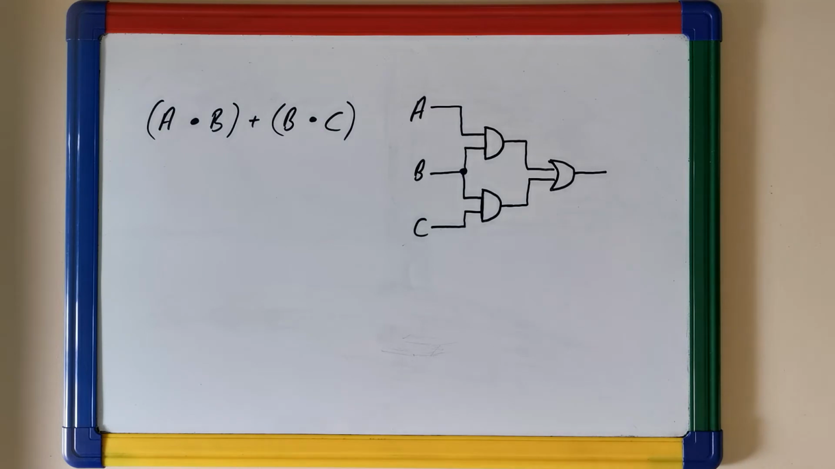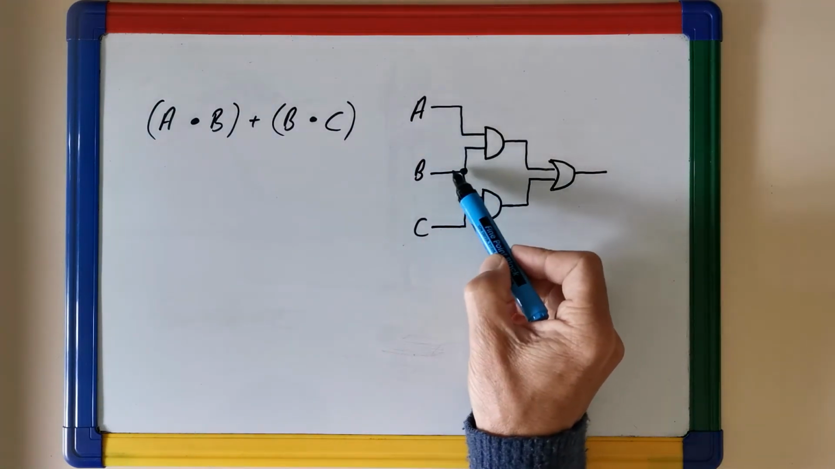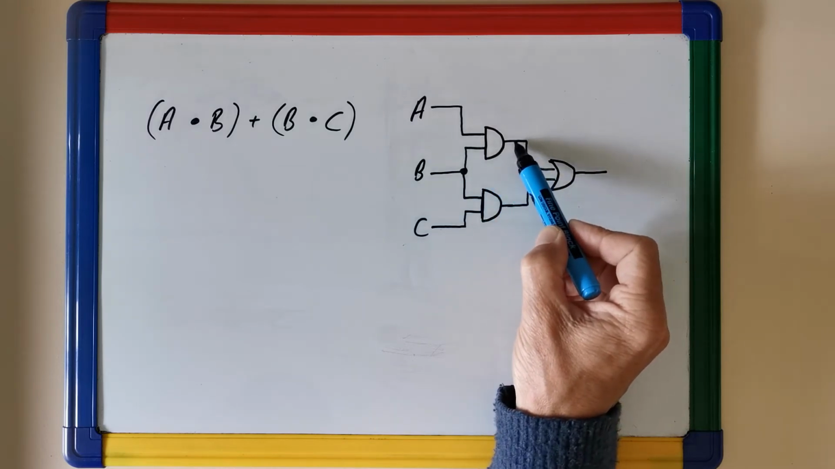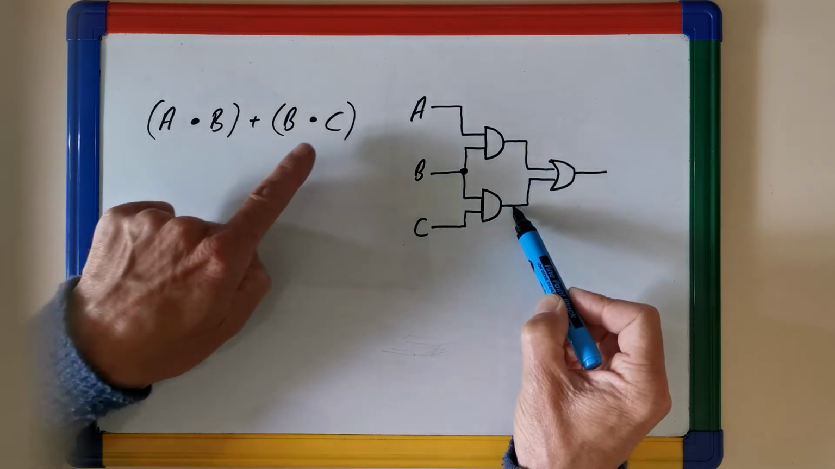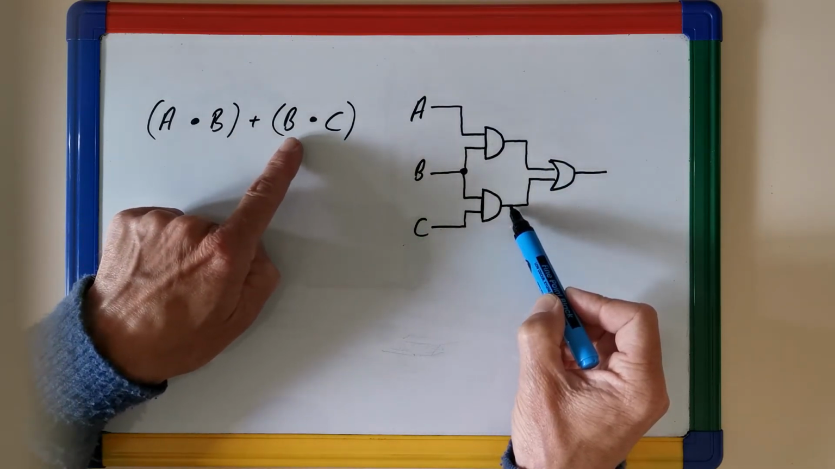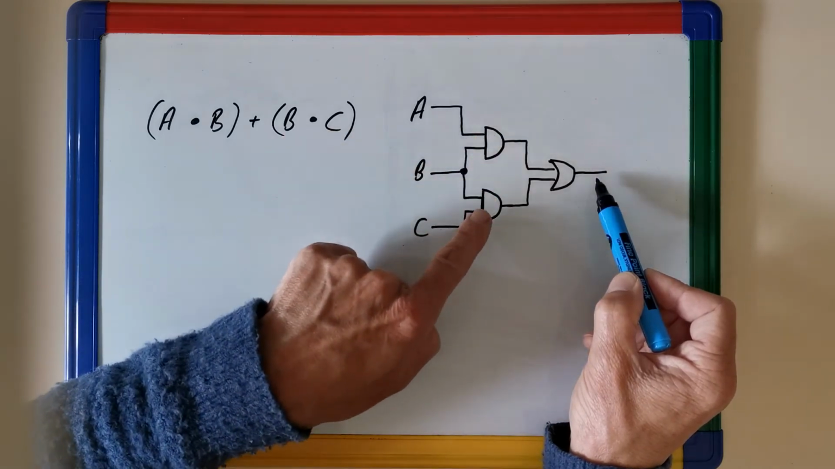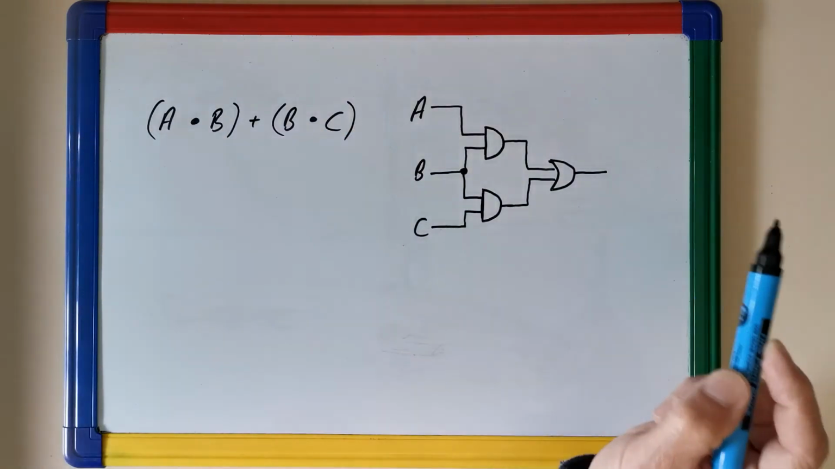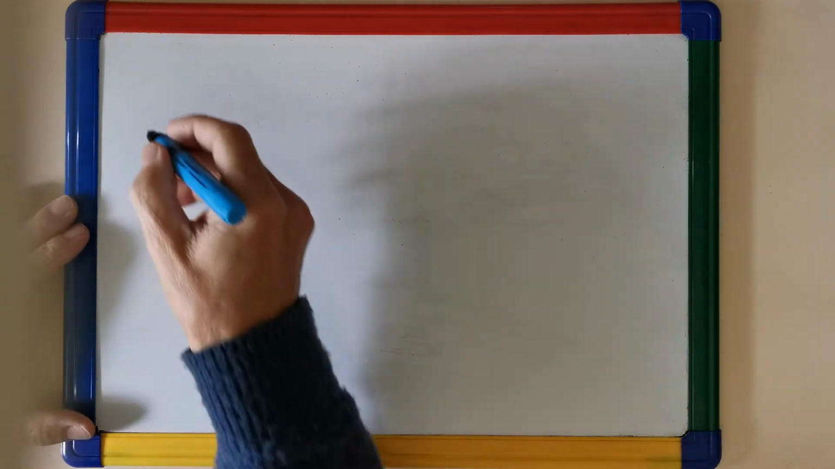And there we go. So A and B, here's A, B into an AND gate. So at this point we have completed this, A and B. At this point we've completed B and C. And at this point we have this or this, because they both go into an OR gate. So this is the whole result. Let's go through one more.